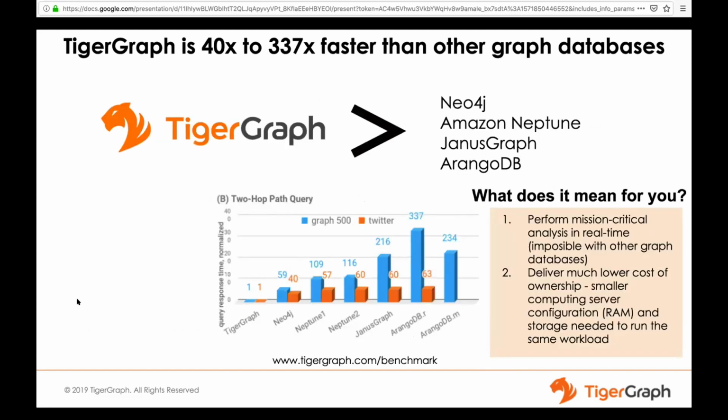This is about speed. Speed means nothing if you can't translate it into something that is for customers. In our case, our speed basically translates into lower cost of ownership for you. For the same machine, we can handle 40 to 300 times the workload, which essentially means that we are able to do the analysis much cheaper for you.